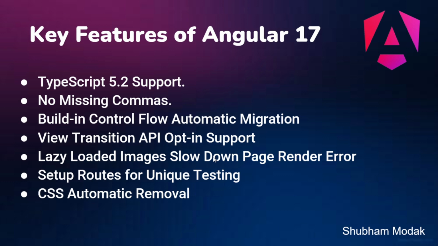Then, setting up routes for unit testing. You can use provideRouter or RouterModule.forRoot. It sets up a route for testing instead of using a setup test route. So it will be easier. Next one, CSS automatic removal. One of the features of Angular 17 is the automatic removal of CSS from the DOM upon component destruction. This ensures smooth application functioning and prevents issues such as RAM overheating.